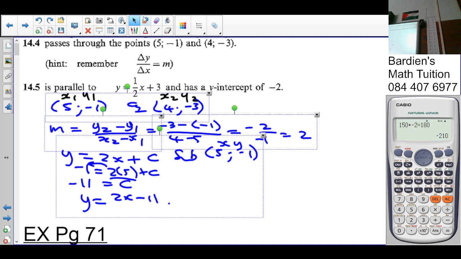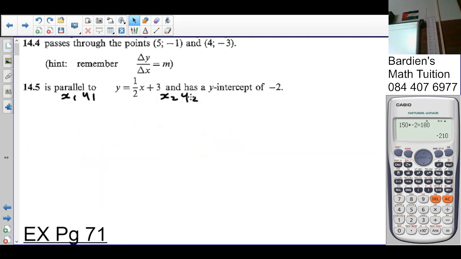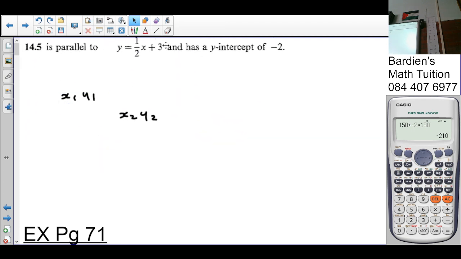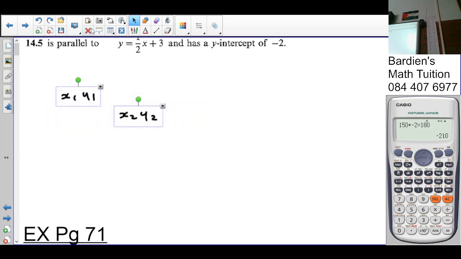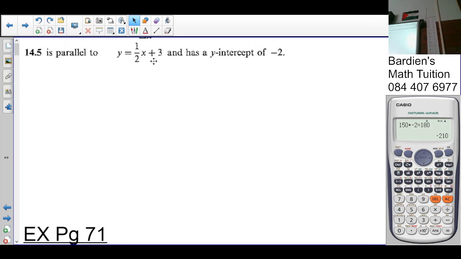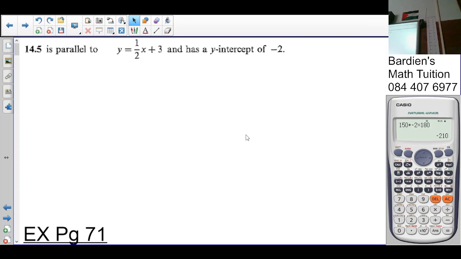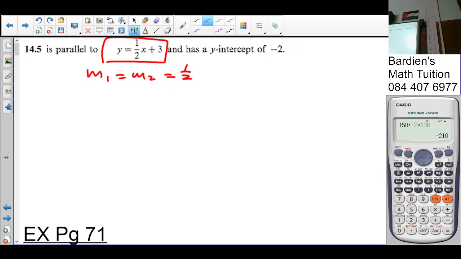The next one, 14.5. Lines are parallel, what do we know? Gradients are the same. So it's parallel to this line. So gradient 1 is equal to gradient 2, which is equal to, what's the gradient of this line? So half. So y is equal to mx plus c, so it's a half x, and there's a y-intercept of negative 2, so that's your c value.